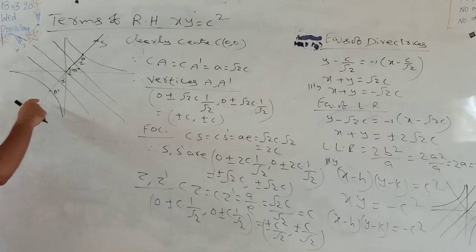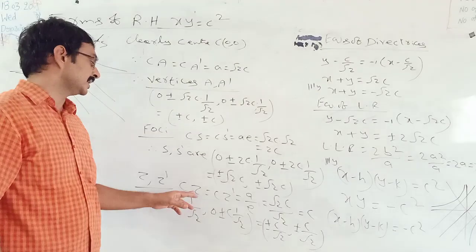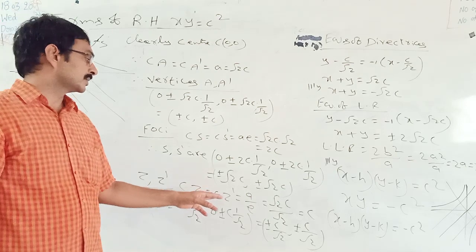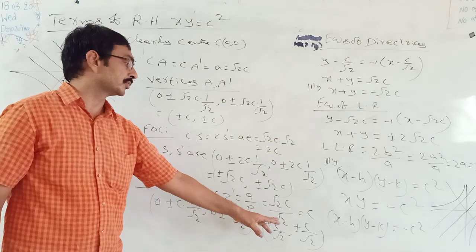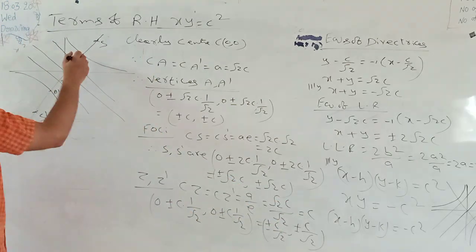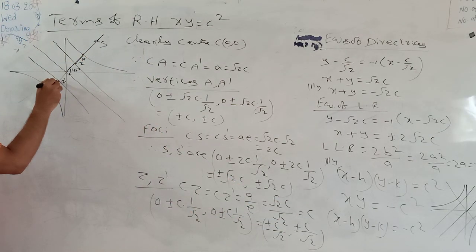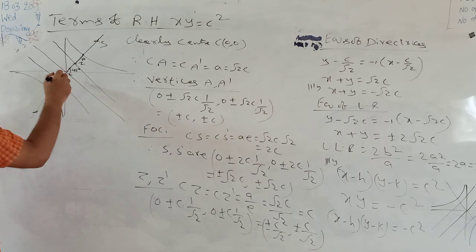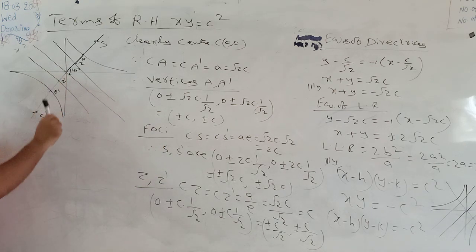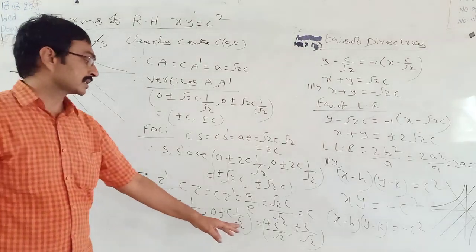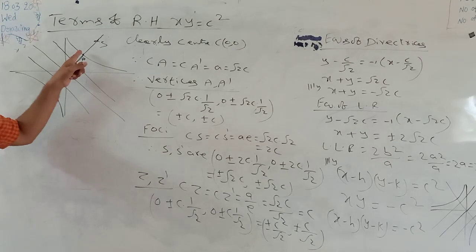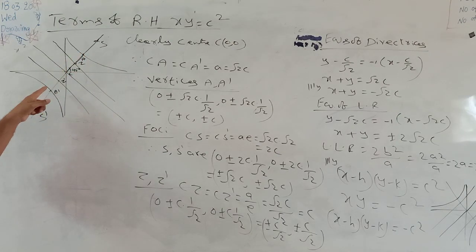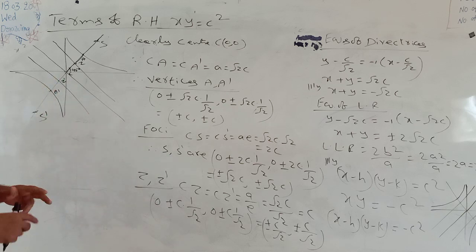Next, Z and Z dash. All of you know the length CZ equals CZ dash equals a by e. The value of a is root 2 c, and the value of e is root 2. Therefore Z and Z dash are at a distance of c from the origin in the same direction. Therefore, Z and Z dash are plus or minus c by root 2, plus or minus c by root 2. So in the first quadrant, plus c by root 2 comma c by root 2. In the third quadrant, minus c by root 2 comma minus c by root 2.